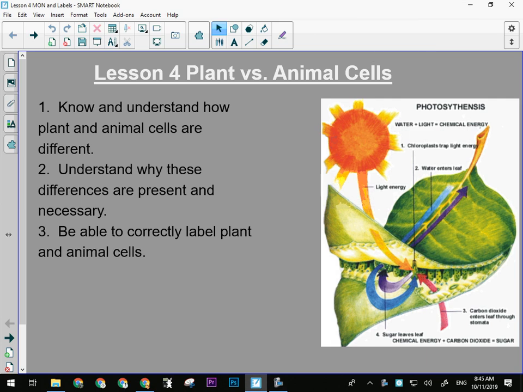So today we're going to be going over the differences between plant and animal cells, and we're going to be looking at what we call the modes of nutrition. That was actually one of the things on the quiz we did yesterday that I hadn't taught you. So we'll look at the modes of nutrition, and then at how those affect the structure of both plant and animal cells.